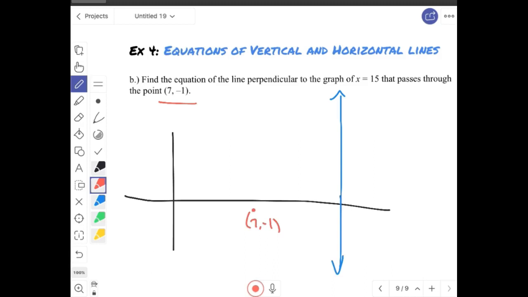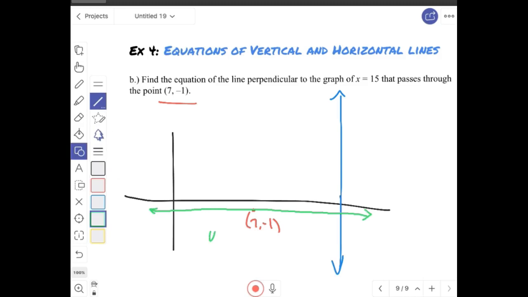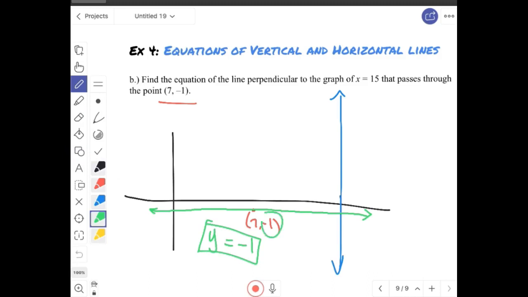Now, if it's going to be perpendicular, then this needs to be a flat line with a slope of 0. So for this flat line, that's simply going to be y equals -1, because the y value was at -1. Okay, that's all we got for these lessons.